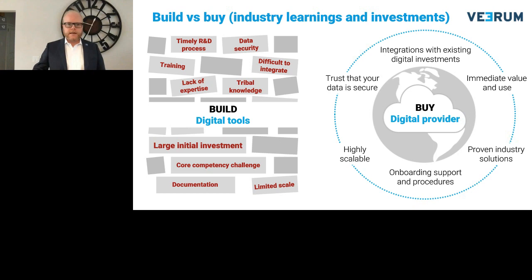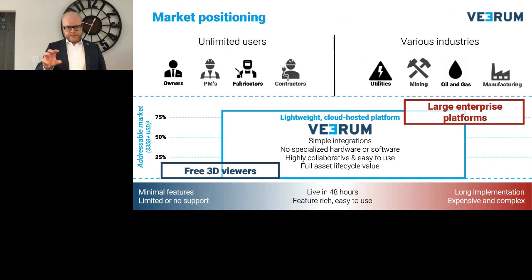Okay. Now, where does VEERUM position itself? If you look in the very top right, large enterprise platforms, those are the Hexagons, the Bentleys, the Avivas, very industrial focused, very large scale, take a long time to implement, but they're great platforms. And then in the very bottom left, you've got free 3D viewers to look at geospatial data, or maybe some of your CAD files. There is a huge spot in the middle.